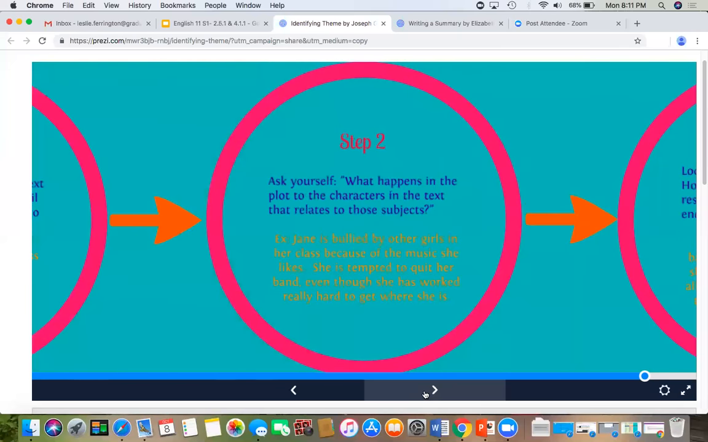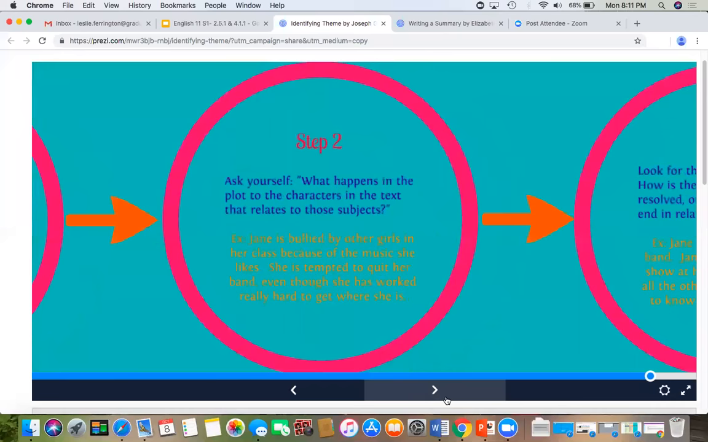Step 2, ask yourself what happens in the plot to the character in the text that relates to those subjects. So you could say, Jane is bullied by the other girls in her class because of the music she likes. She's tempted to quit her band even though she's worked really hard to get where she is.